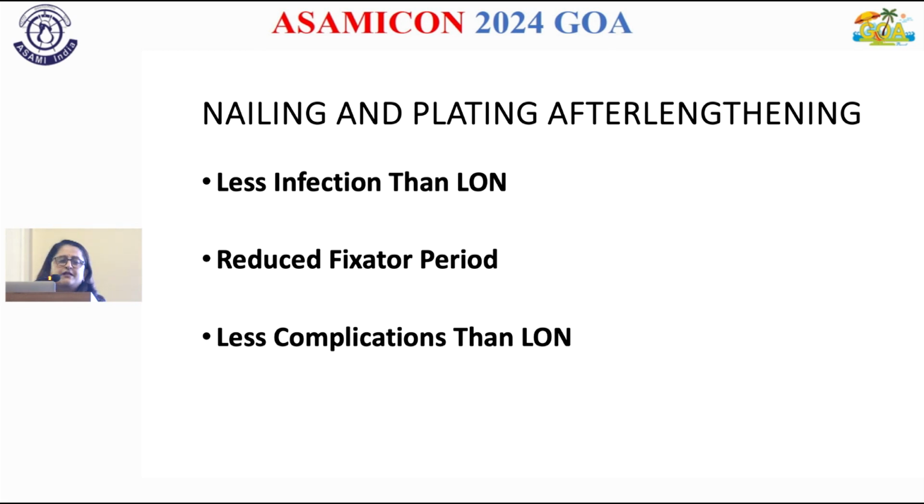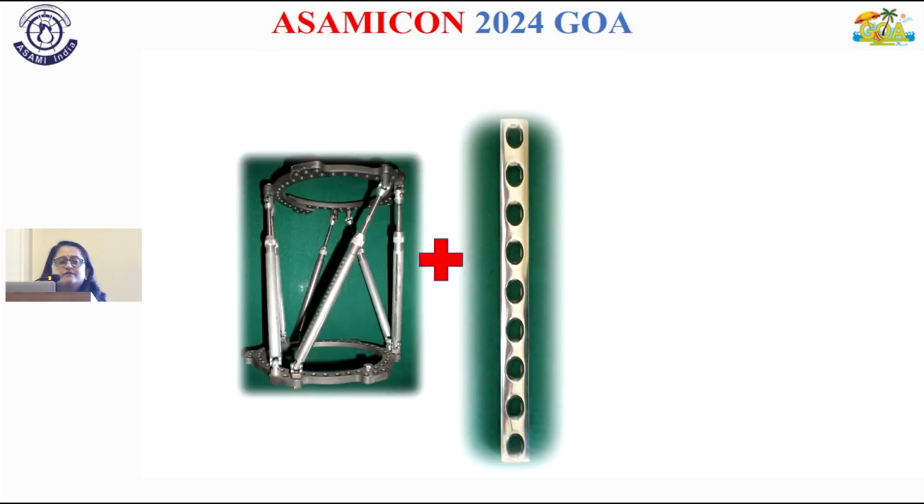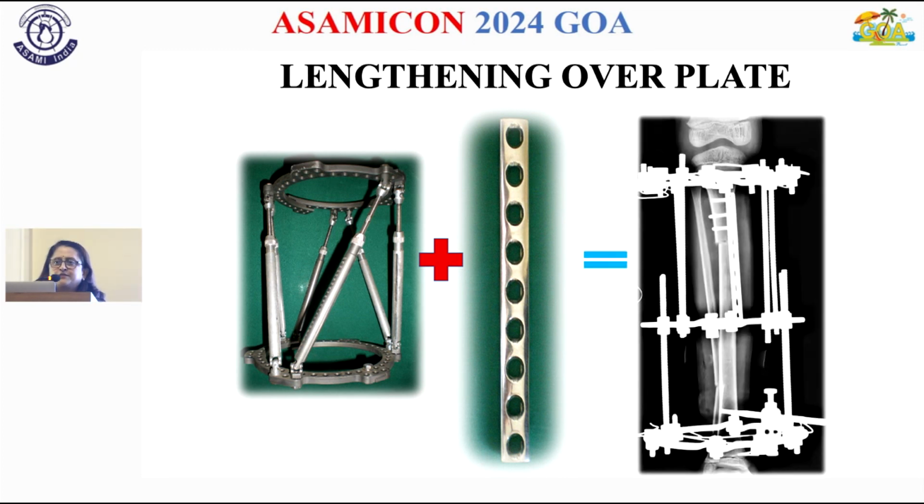Nailing and plating after lengthening is also a good technique. You lengthen first and then introduce the nail and remove the fixator. Lengthen first, introduce a plate and remove the fixator. It has less infection than LON. It has fewer complications than LON, as literature states. But again, the potential complication of introducing a deep infection always remains, even with this technique. So lengthening over plate came in vogue. In this technique, the plate is inserted right from the beginning of lengthening.